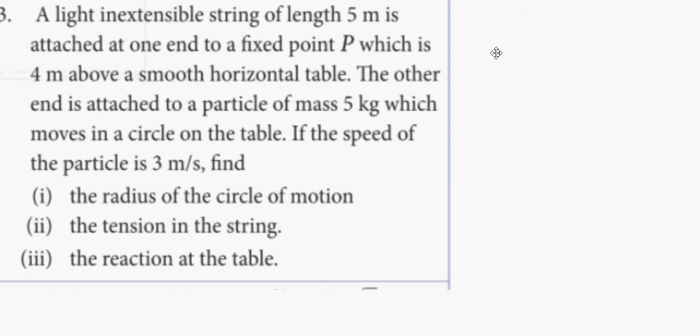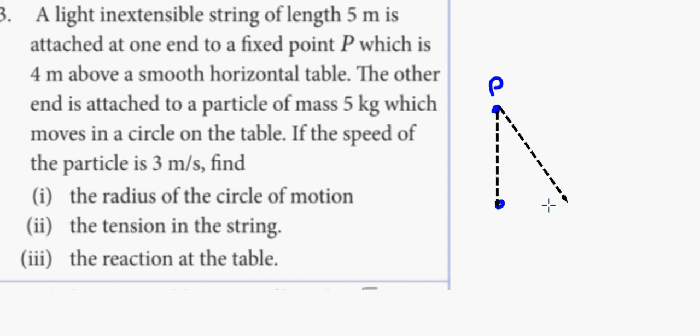A light inextensible string of length 5 meters is attached to one end of a fixed point P. Let's put P here, which is above a smooth horizontal table. So P is actually up here, and this is directly below P. Is everybody cool with that? And what we know is that it's coming down 4 meters above.